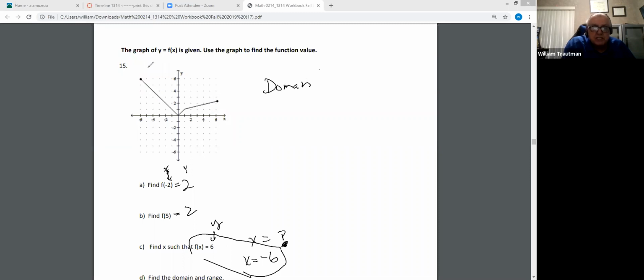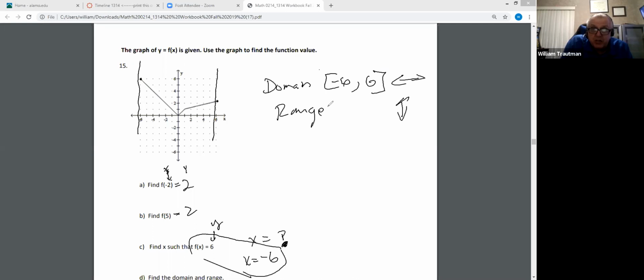Domain: the smallest x value is right here, negative 6, and it's touching negative 6 because there's a filled-in circle. And the largest x value is positive 6, and it's touching. Remember, domain is right or left. Range is up or down. The lowest y value is right here. This is a y of 0, right? Y negative 1, negative 2. Y is 0 is the lowest. The highest y value is 6.